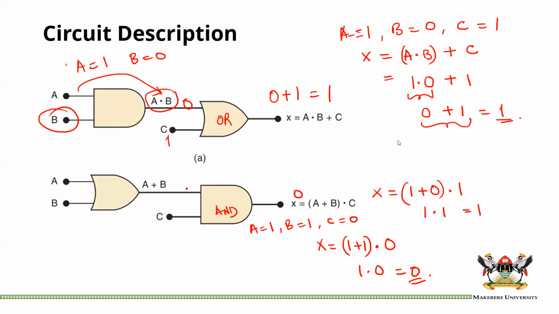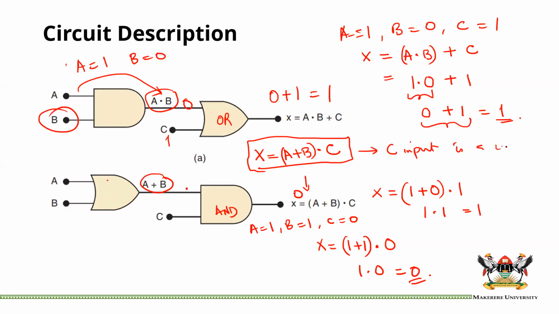But essentially, if you look here, for instance, let us look at this case. X is equal to A or B and C. In a scenario like this, and Pascal has just been asking about this one, the C input is a control input. Why? Because if C is 0, it doesn't matter what A and B are. They will never get through because X will always be 0. But if C is 1, then whatever we have at A and B goes to the output. So X will now become A or B and 1.